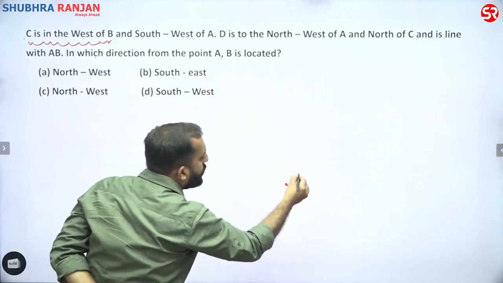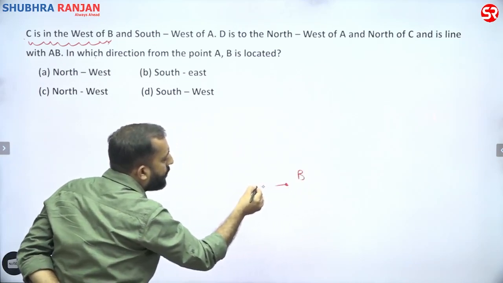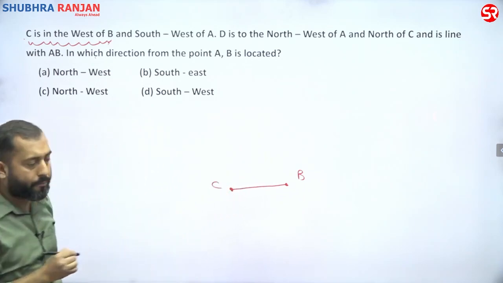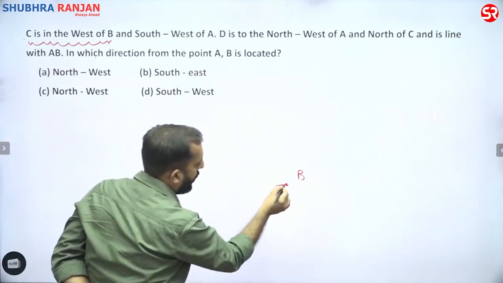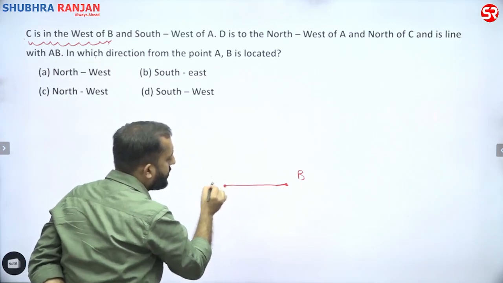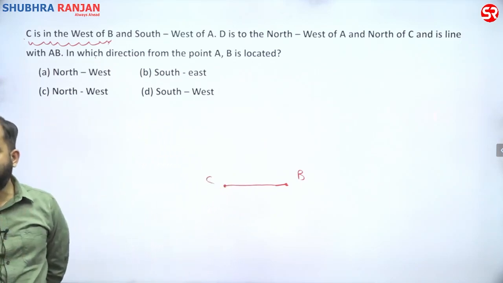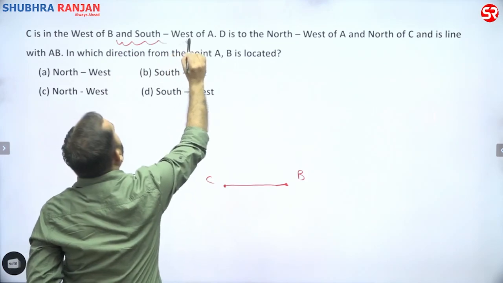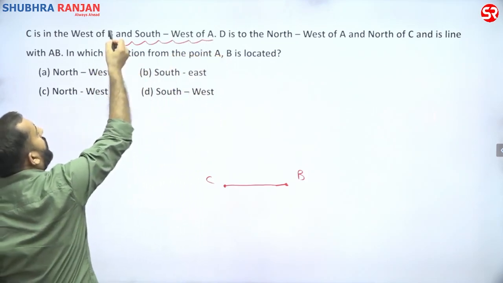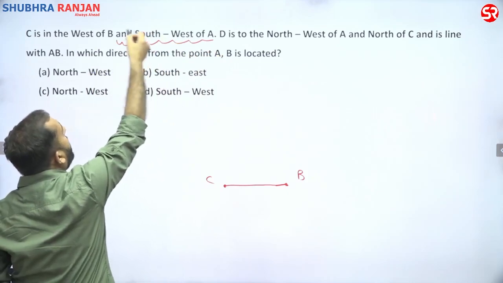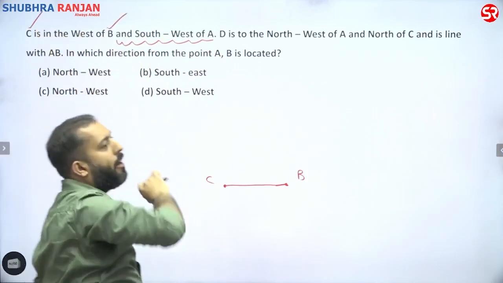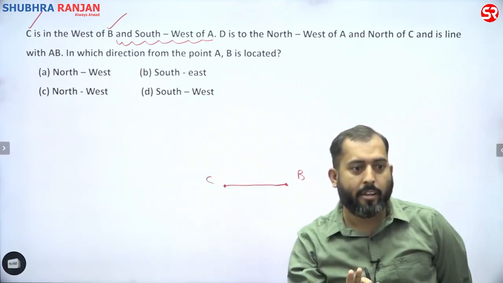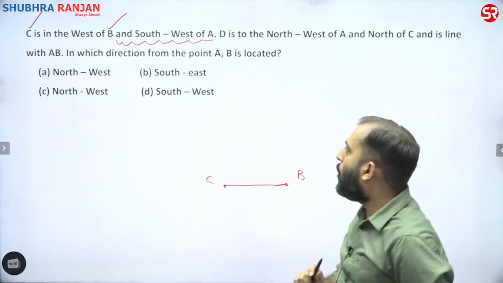So let's say if this is point B, and from B if I go backward, it means I'm going westward. So this point is C. Let's say this point is C. Like this. This point is C. B and C done. Now read the next line. And southwest of A. Now tell me, which point is in the southwest of A? Is it B or is it C?